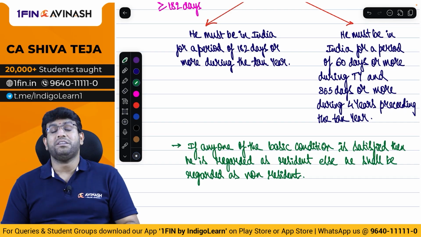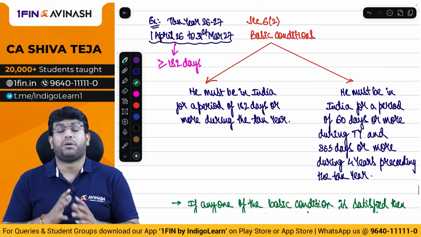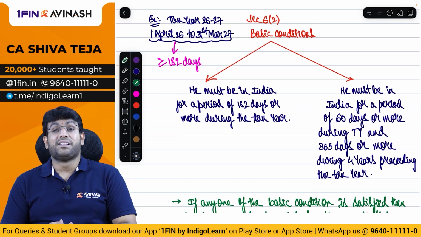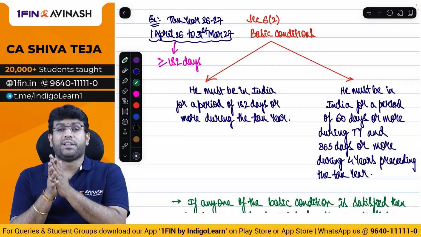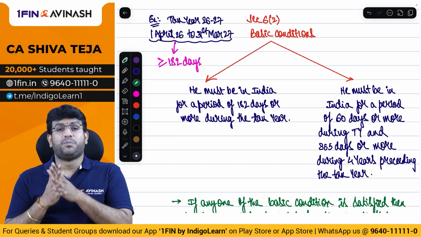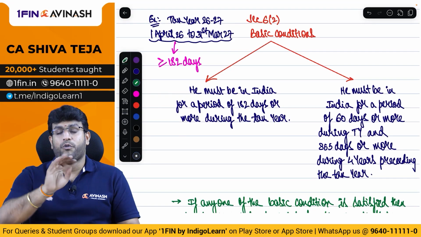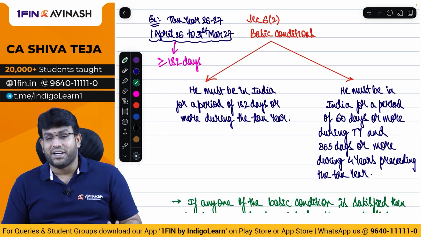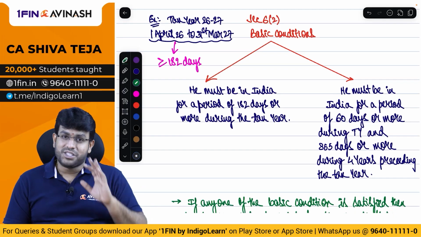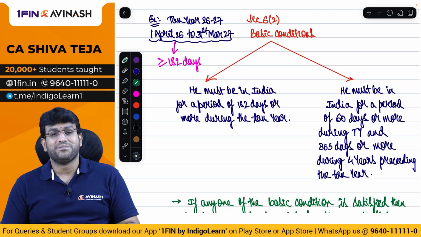Are we all getting clarity, everyone? So please reply. Come on, my friends, get back. So 6.2 talks about what? Basic conditions to determine residential status of an individual. What are the two conditions? Number one, he must be in India for a period of 182 days or more during the tax year. Second possibility is what? He must be in India for a period of 60 days or more during the tax year and 365 days or more during the 4 years preceding the tax year. If any condition is satisfied, he is regarded as resident. Both are satisfied, still resident. Both are not satisfied, he is regarded as non-resident.